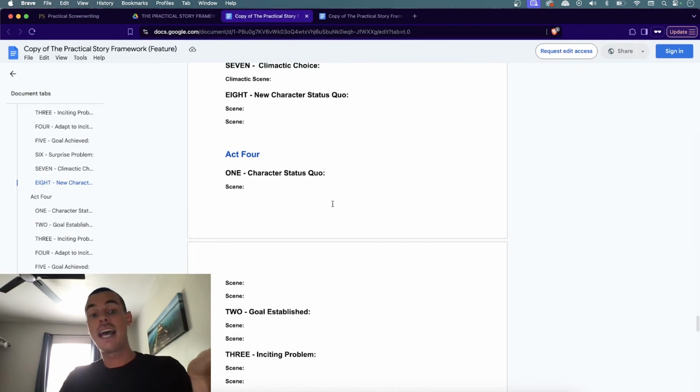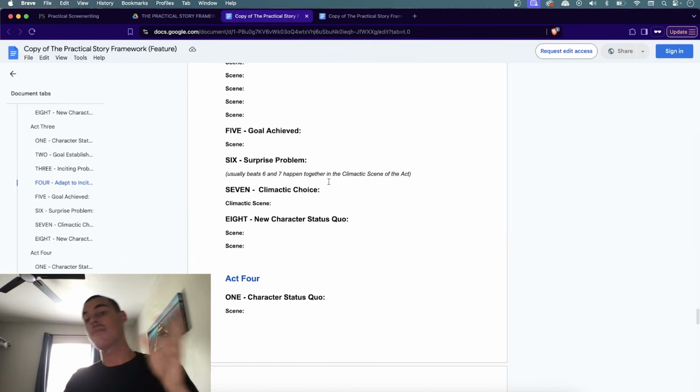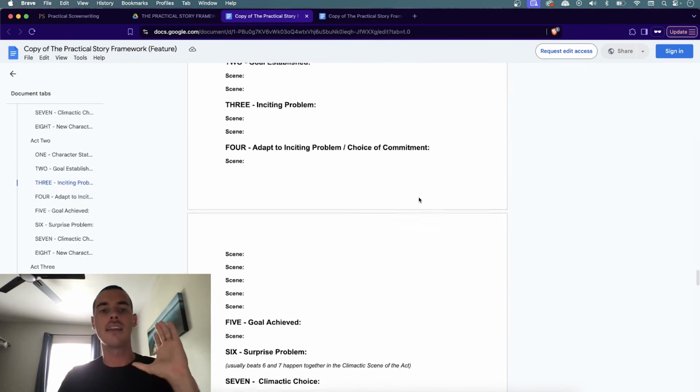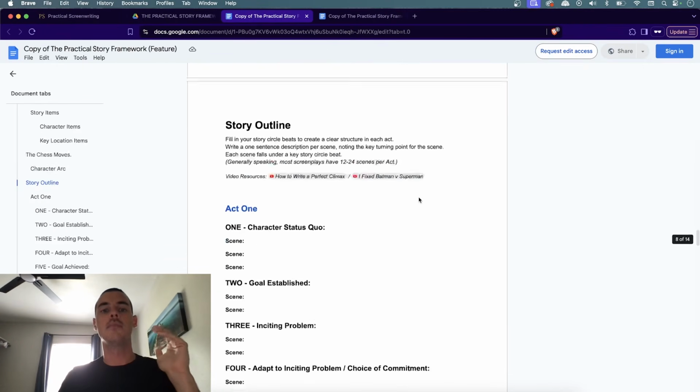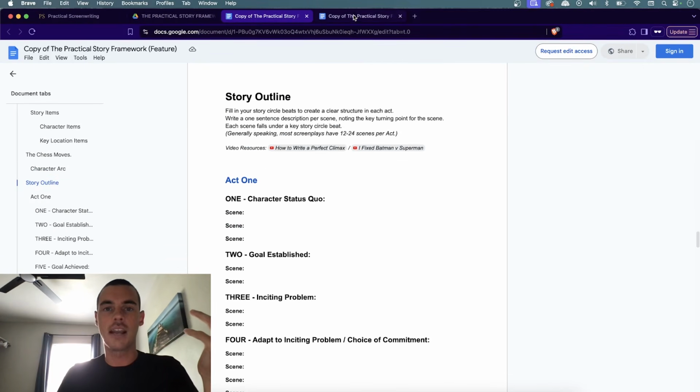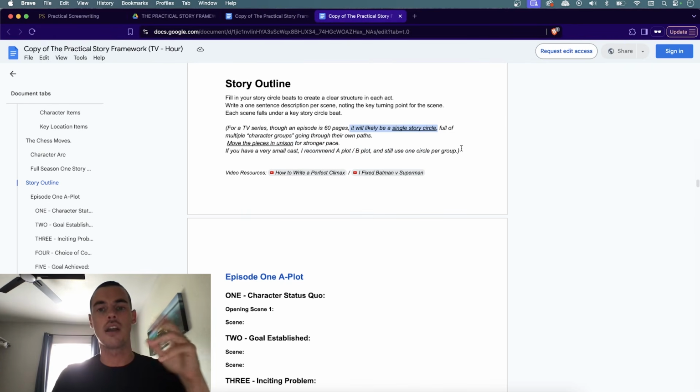Now, you might have an act that runs 20 pages, you might have an act that runs 40 pages. Again, this is not an exact science, but that's how it should kind of feel, right, to standardize it. However, in an hour-long TV episode, though it is 60 pages, it will still likely be only a single story circle full of multiple character groups going through their own paths, right?